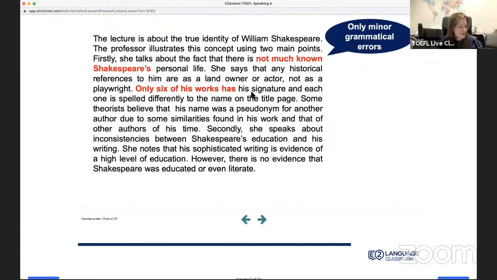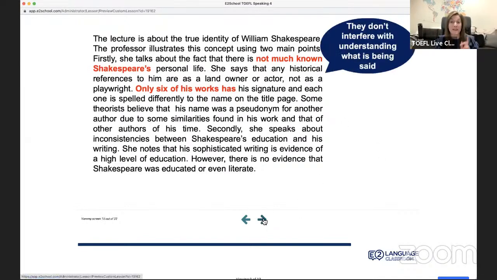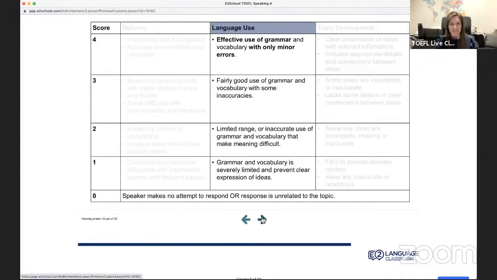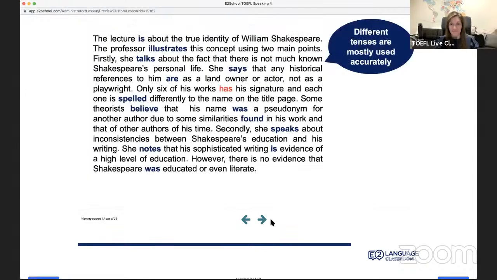But again, those are so small you might not even pick them up, and they are not enough to drop you down to a 3 band because they don't interfere with our understanding of what is being said. The meaning hasn't changed. It still means the same, even if it's not perfectly correct. We are allowed some minor errors like that. Minor errors happen, they're okay.